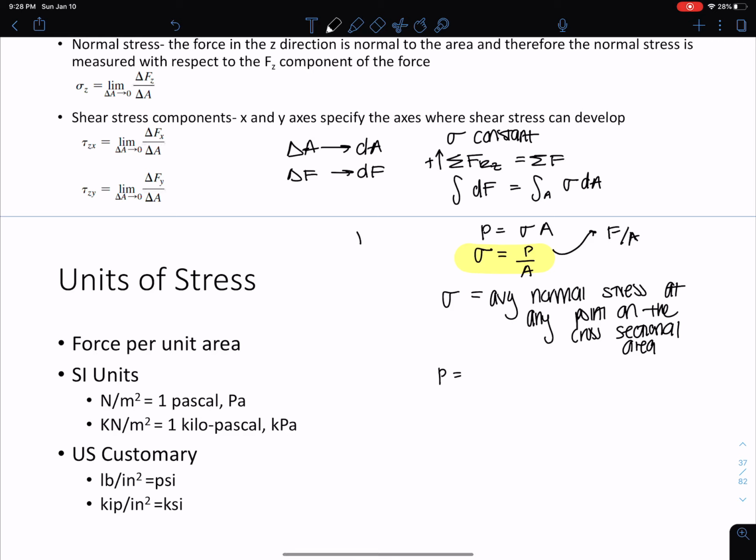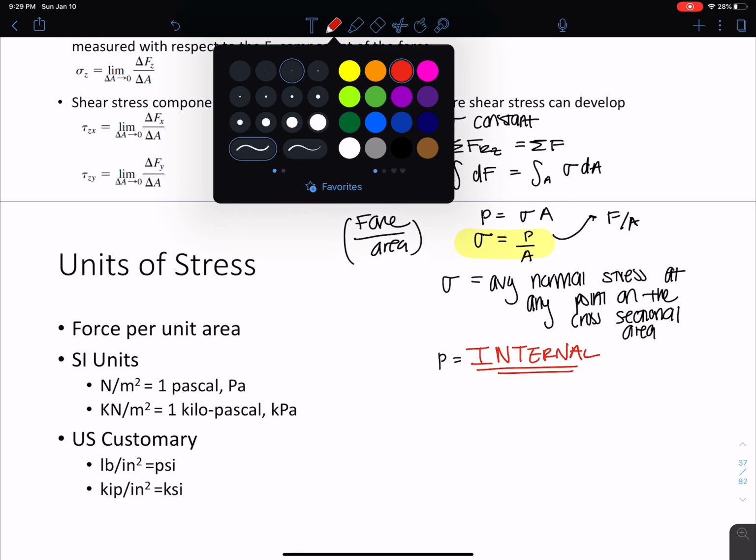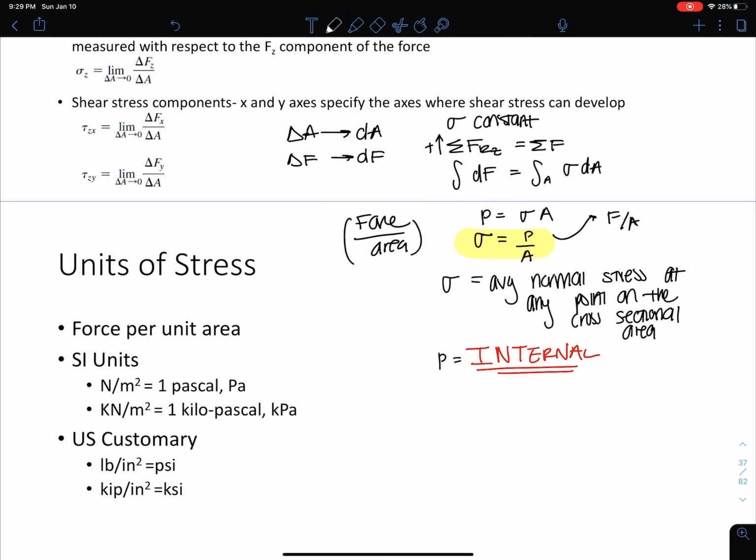This is just saying stress is force over area. Whether you call it P or F, it's the same thing. You'll see the book use P, and you'll see other resources using P or F. So P is, and this is very important, internal. I'm going to write this in red and in big letters, and I'm going to underline it because it is not your external forces. It has nothing to do with the external forces acting on your system.